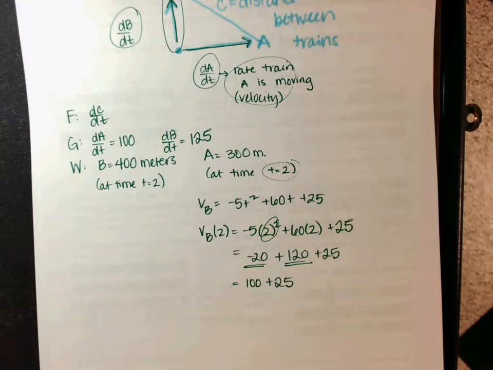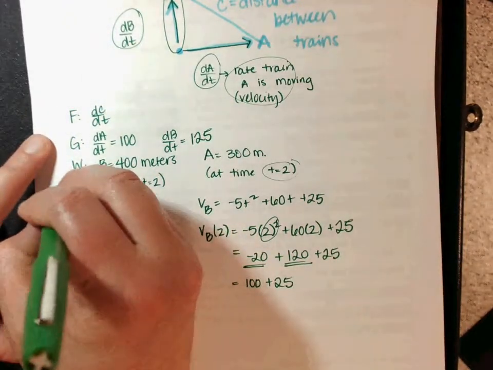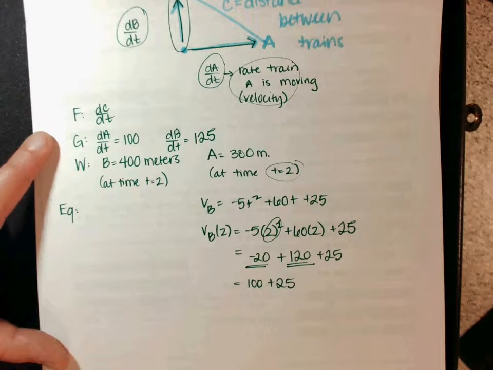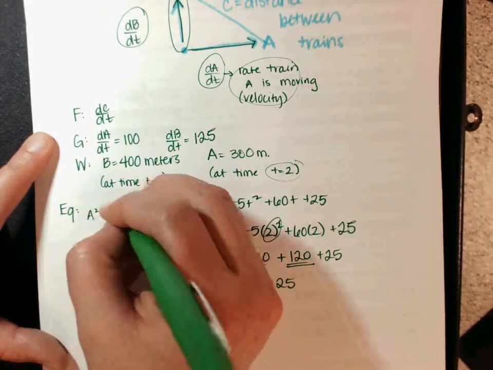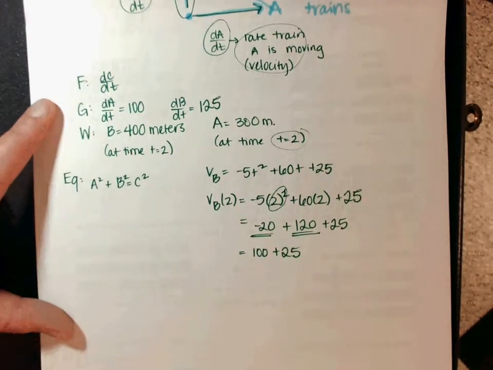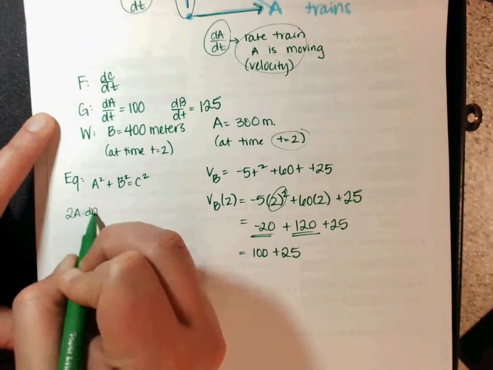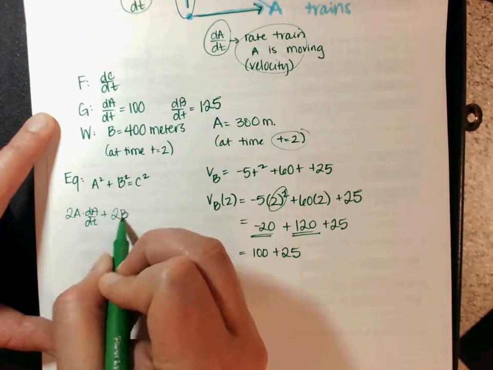So we now know dA dt and dB dt, we want dC dt, and we know A and B. Let's set up our equation. So remember that the equation that relates the three sides of a right triangle is A squared plus B squared is C squared, Pythagorean theorem. We're going to take the derivative. The derivative of A squared is 2A dA dt. The derivative of B squared is 2B dB dt.